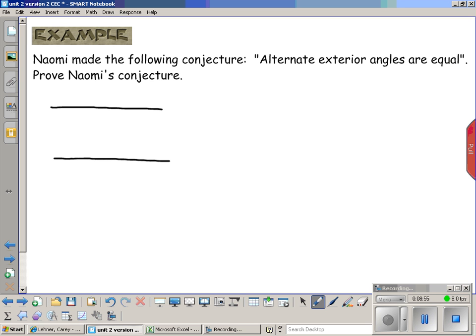So I'm going to draw two parallel lines, and I'm going to draw a transversal. And because I'm not sure which angles I'm going to work with, I'm going to label each angle. So now let's find a set of alternate exterior angles that we want to prove to be the same. We can either choose 1 and 8, or we could choose 2 and 7. So if I'm going to choose 1 and 8, ultimately I want to work to the fact that angle 1 is going to be the same as angle 8.